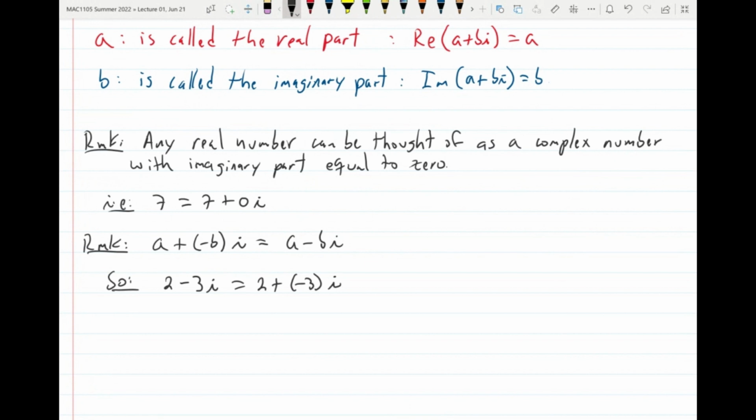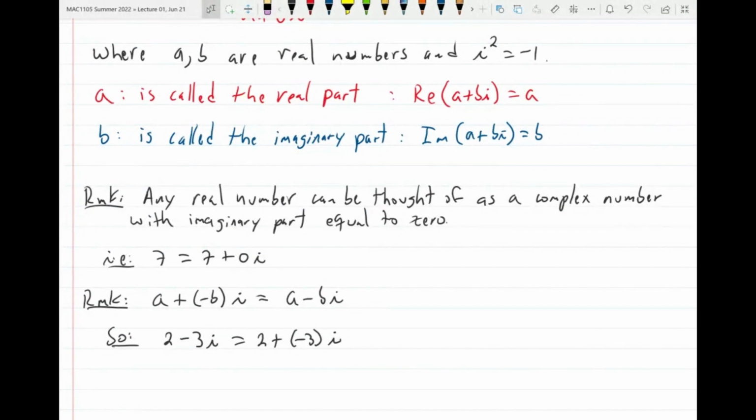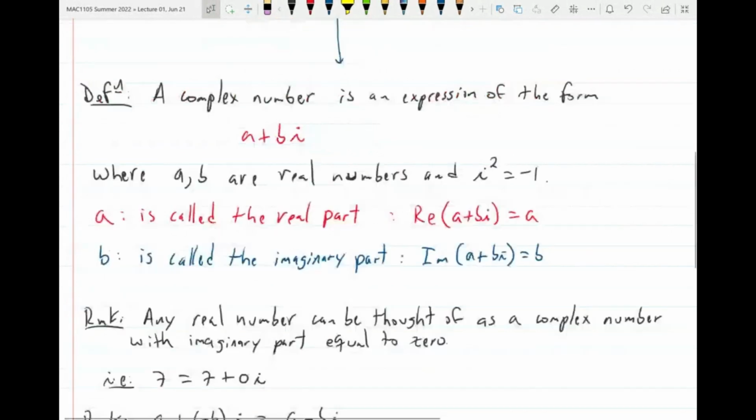Okay. Questions about what a complex number is? Yes? So if any real number can be thought of as a complex number with the imaginary part equal to 0, could any imaginary number be thought of as a complex number with a real part? Yes, exactly. I said it, but I didn't write it.